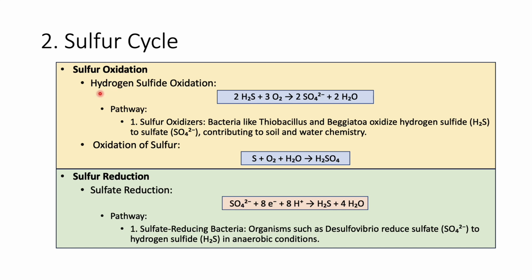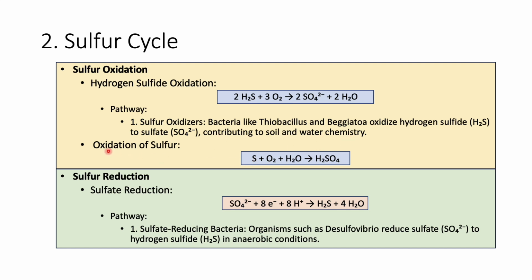The next one is the sulfur cycle. So here the hydrogen sulfide oxidation takes place. Hydrogen sulfide reacts with oxygen to give sulfate anion and water. So sulfur oxidizing bacteria like Thiobacillus and Beggiatoa oxidize hydrogen sulfide to sulfate anion, contributing to soil and water chemistry.